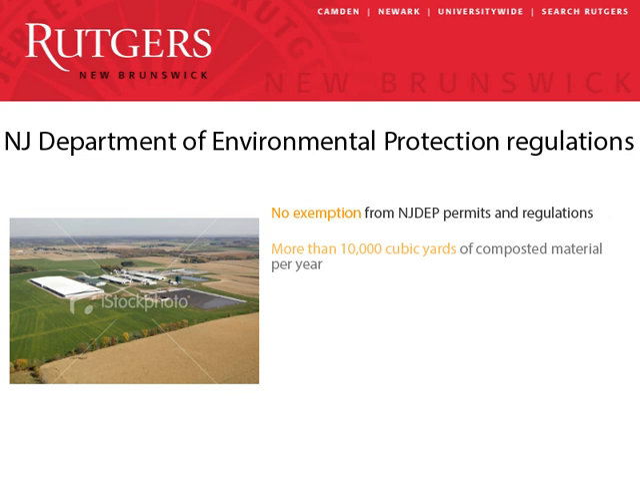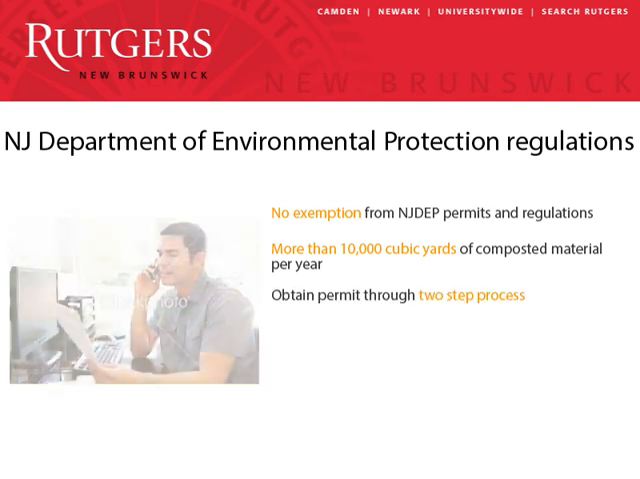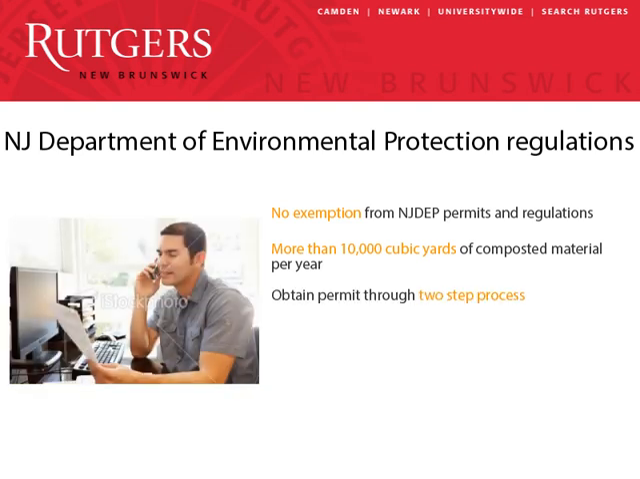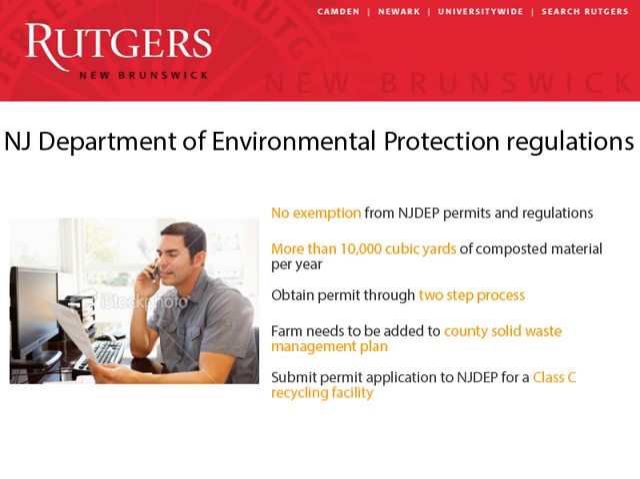Path number 3 gives you no exemption from NJDEP permits and regulations. This path is for operations handling more than 10,000 cubic yards of compost per year. You can obtain a permit through a 2-step process. First, the farm must be added to the County Solid Waste Management Plan. Then, submit your permit application to the NJDEP for a Class C recycling facility.